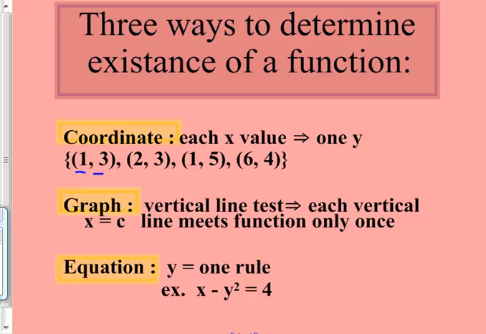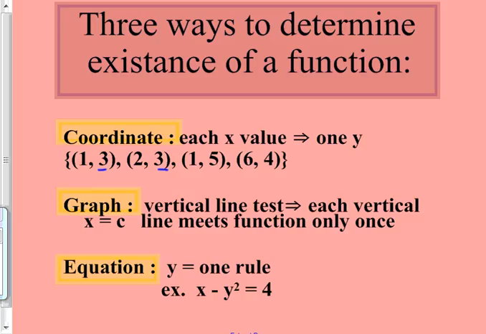One gives you 3 and one gives you 5. That means that one input has what? 2 outputs, and that's not okay. Just to clarify, do you notice that this output comes up twice? But that was not a problem.